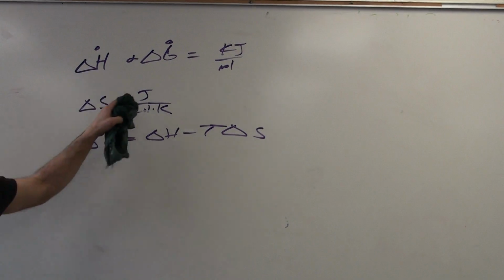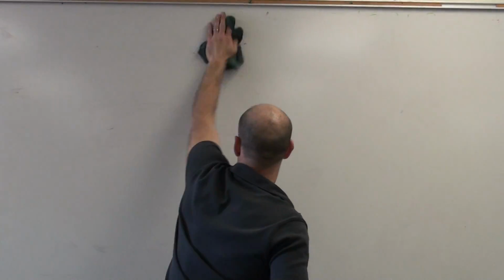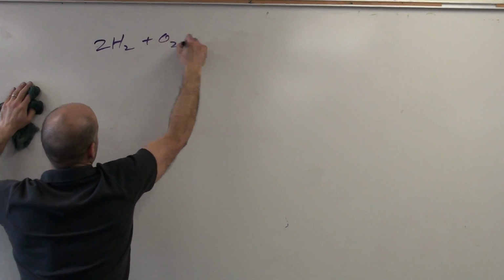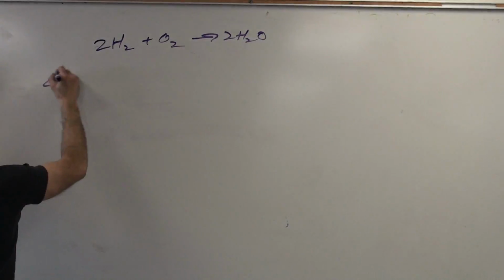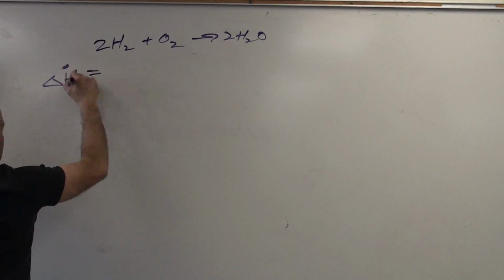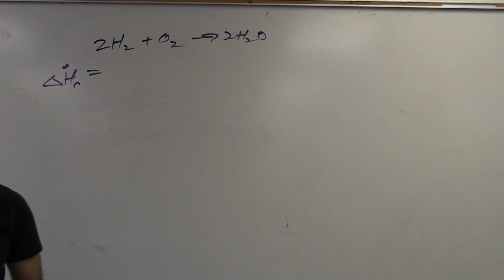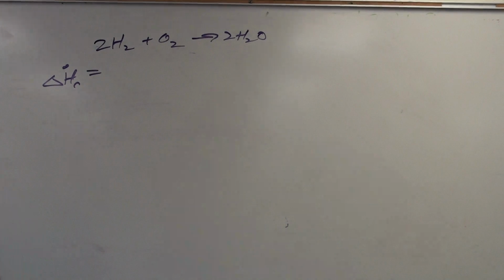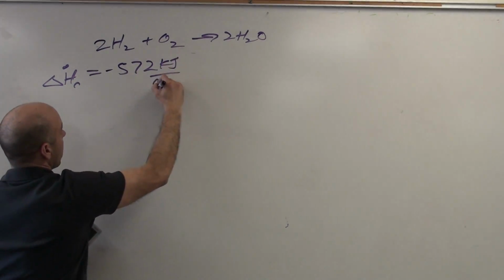Can I erase this? So if we go back to that water reaction, and we said that the delta H of that reaction was going to be, I think it was 2 times negative 286. Okay, so 2 times 286. That comes out to be negative 572 kilojoules per mole.